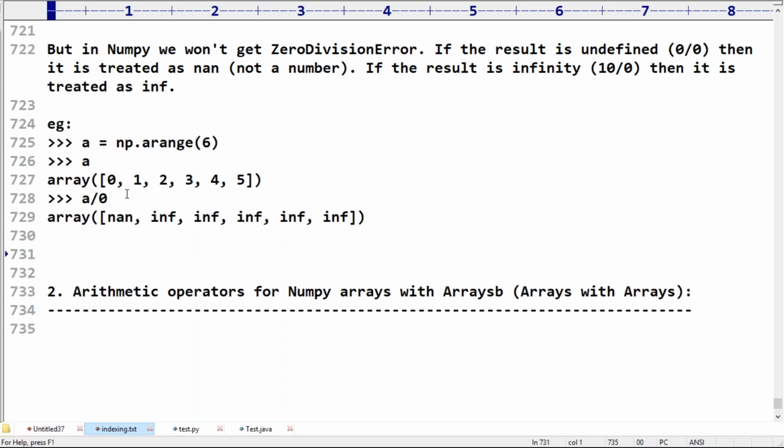In normal Python and in NumPy, with respect to the operations, there is a big difference. That's what you should be aware of.